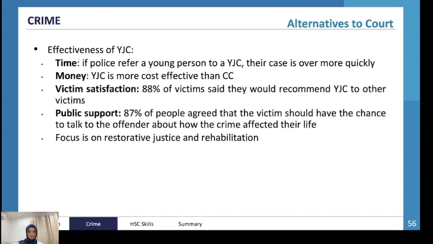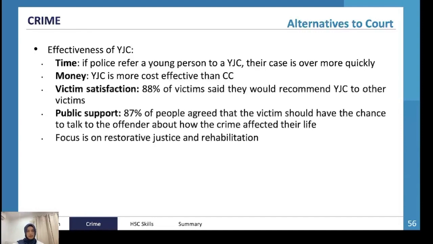What is the effectiveness? Looking at time, if police refer a young person to YJC, the case is over more quickly and doesn't really impact their life. Especially as a young person, you're normally within education, and so it's important not to let things like this impact that, because at the end of the day, we are aiming for rehabilitation. We want them to have educational attainments, and to go ahead and do something positive in the community rather than turn to a life of crime, which education has shown to reduce criminal behavior, essentially. Money, so the YJC is more cost effective than the children's court.